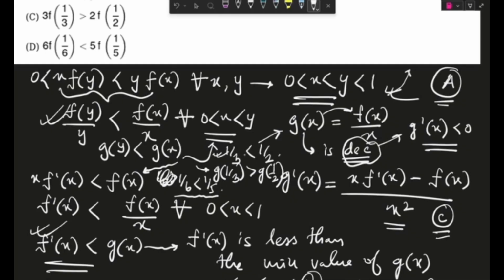So if 1 by 6 is less than 1 by 5, then f of 1 by 6 multiplied with that constant should actually be greater than f of 1 by 5 multiplied with its constant, but it is given to be less than. I think it's easy to infer from this, okay? So our option D is actually wrong. So the correct options for this will actually be A, B and C.